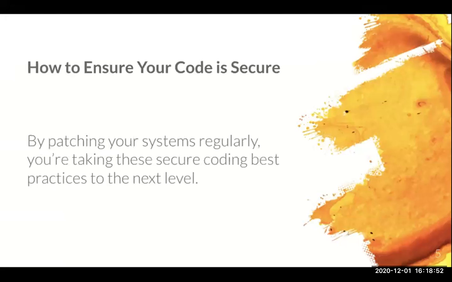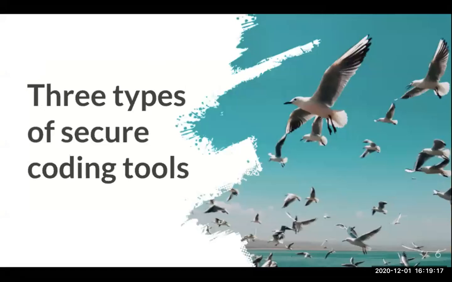So overall, how to ensure your code is secure? You can do it by patching your system regularly. By doing that, you are taking these secure coding best practices to the next level. Patch and vulnerability management is focused on identifying risk and enabling systems to stay up to date. Through these methods and security testing, you're ensuring that your code is properly checked for errors.